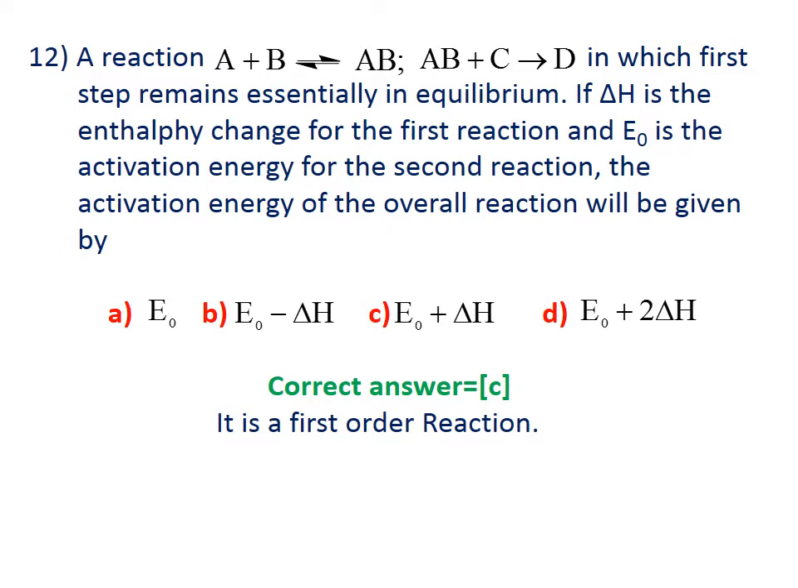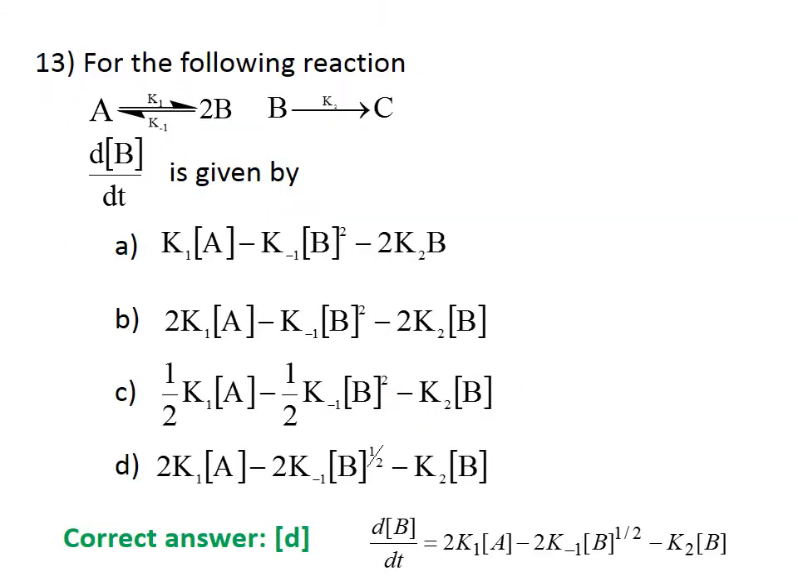It is obtained from, you apply the Arrhenius theory to a unimolecular reaction. A plus B will give AB double dagger. This AB double dagger plus C will be equal to D. Therefore you consider it is a first order reaction. That reaction will give the overall energy of activation equal to E0 plus delta H. Answer C is correct.